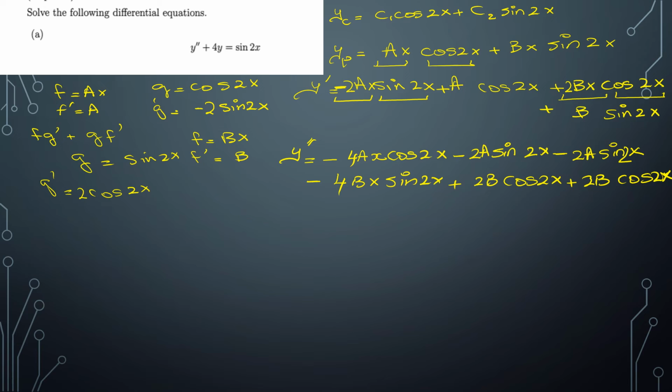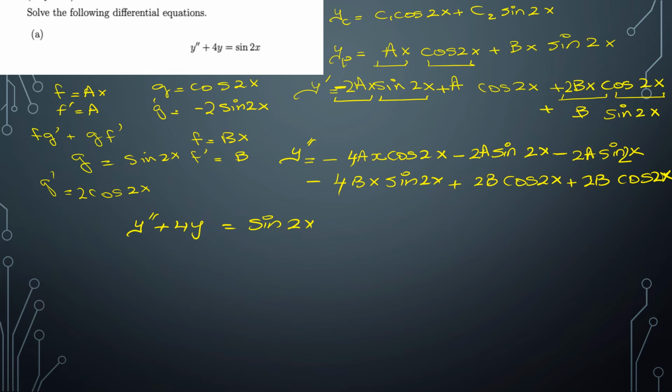Okay, so all set. Now I will put all this information in my original equation to compare my left hand side terms with the right hand side terms. So first y double prime. Look here, it is written y double prime plus 4y equals sine 2x. So I will gather and write all my information.